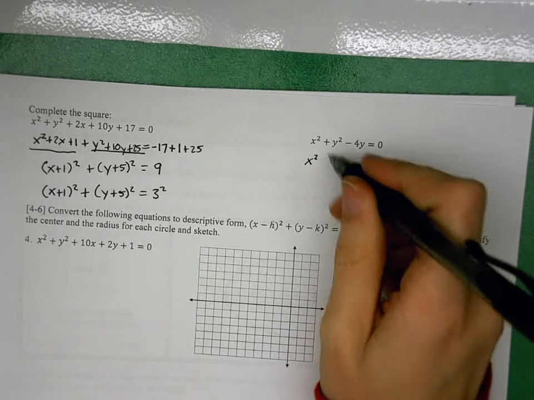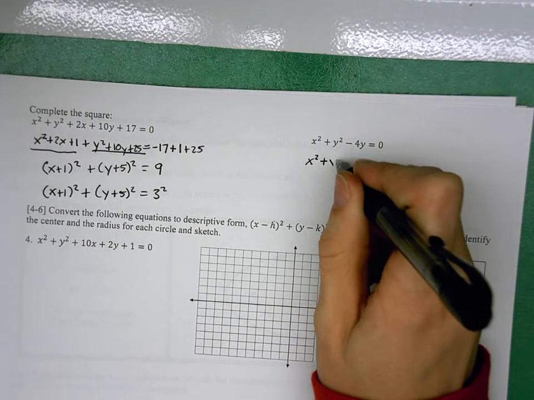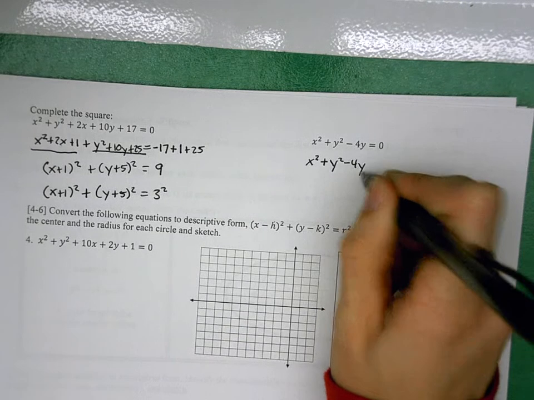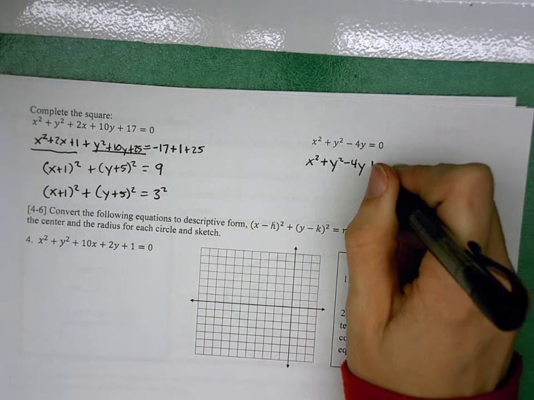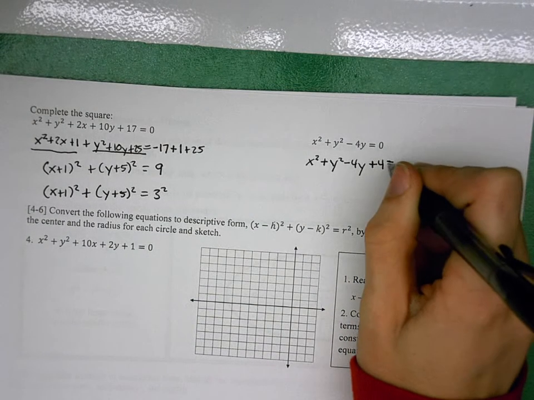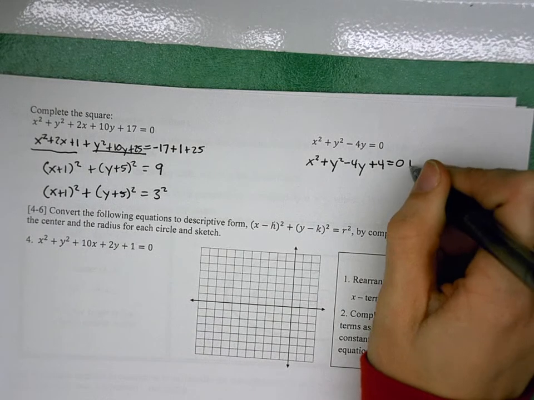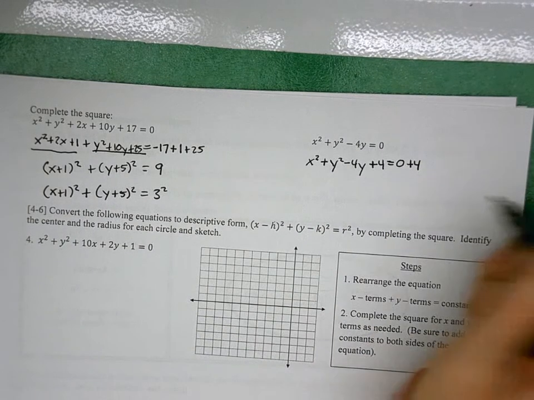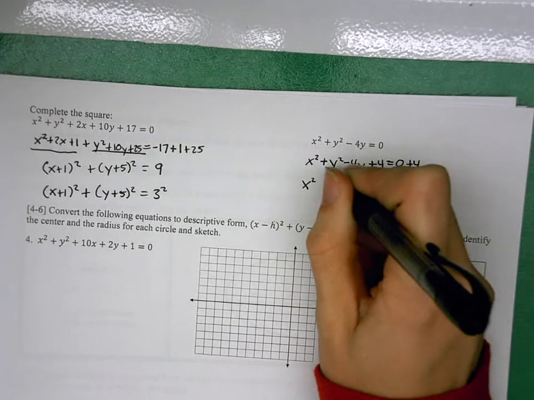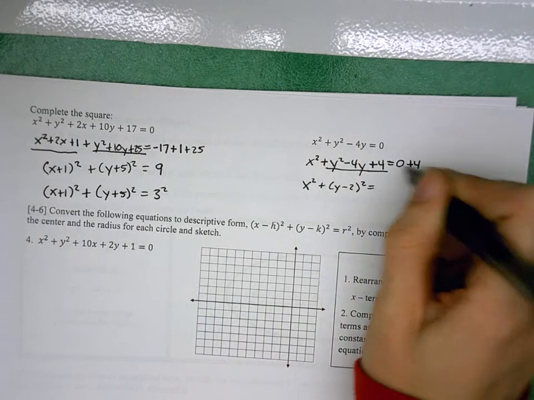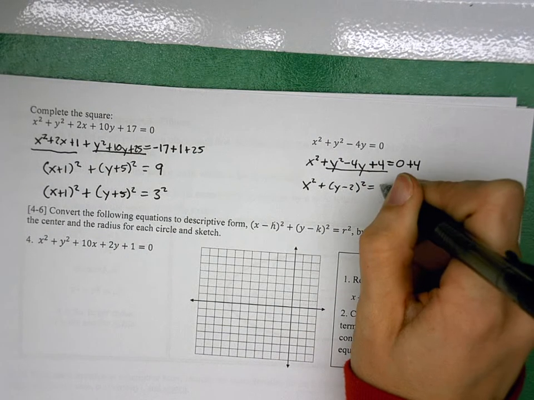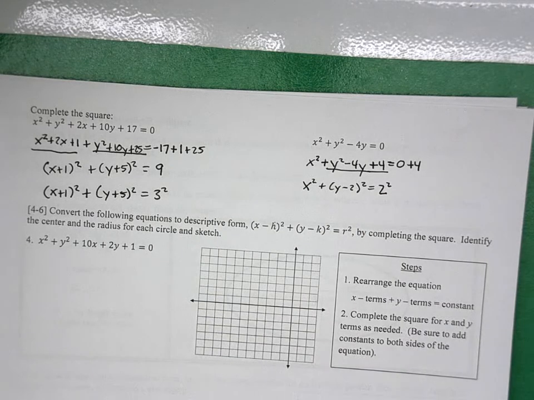The y, though, I do have to figure out something there. So in this case, I have to ask myself, what's half of negative 4? Negative 2, squared, positive 4. But in adding 4 to one side, I also have to add 4 to the other. And so I have x squared. This factors to y minus 2 quantity squared. And 0 plus 4 is 4, or 2 squared, for the purposes of the graphing we're about to do. Okay?